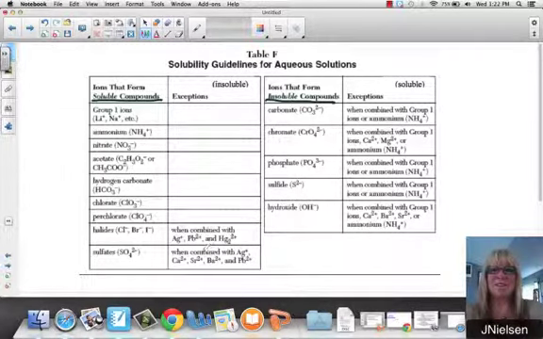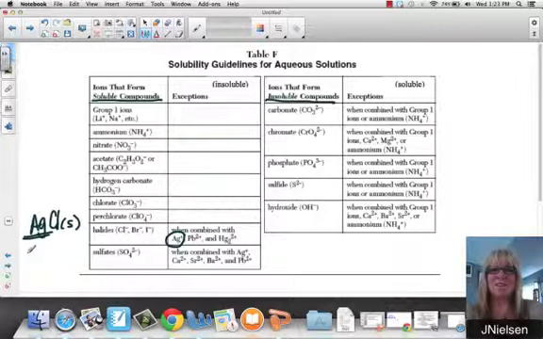So if I have a result of a chemical reaction that forms AgCl, I see Ag here as an exception. So what that means, normally chlorine's going to be soluble. See, it's soluble? But because it combined with Ag, it is going to be insoluble. So this means it's going to form a solid or precipitate.